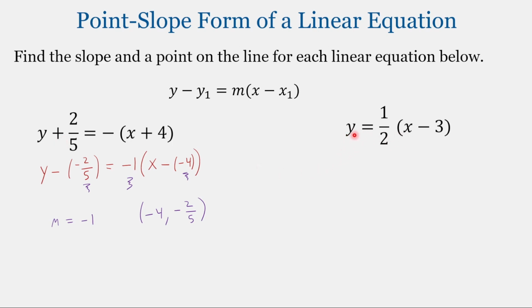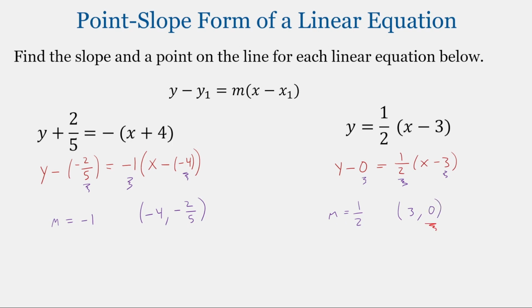Now looking at the second equation, we have y, but we don't have that minus anything. So how can we rewrite this in point-slope form? Well, this is y minus 0. Y minus 0 can be simplified to just y. And then this is equal to 1/2 x minus 3. So from here, our slope is equal to 1/2. And then for our ordered pair, for that point, the x-coordinate will be 3, and the y-coordinate will be 0.